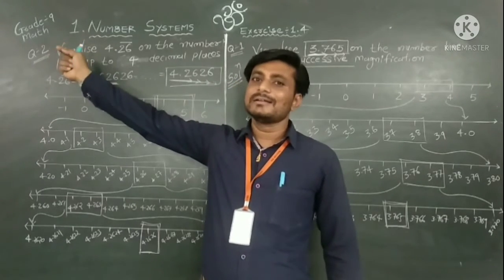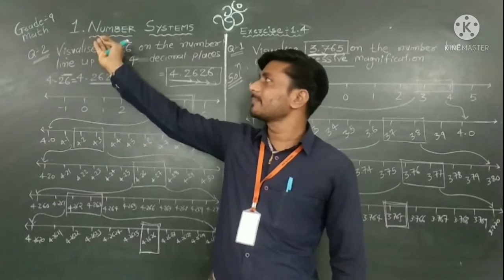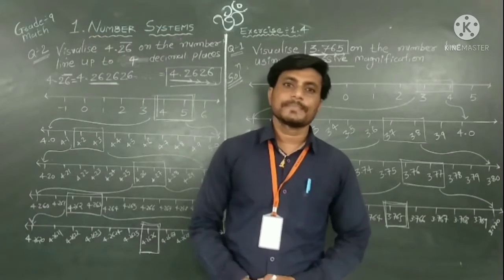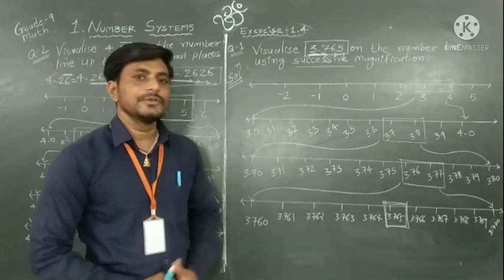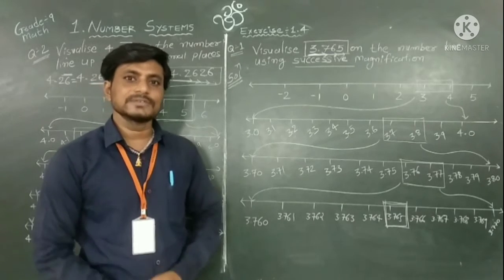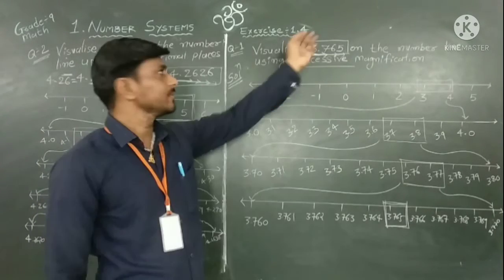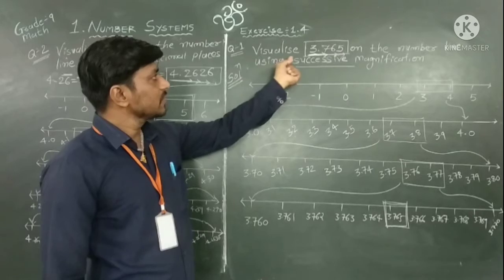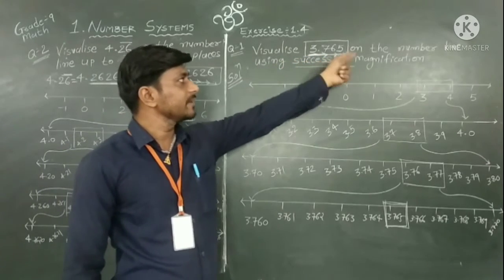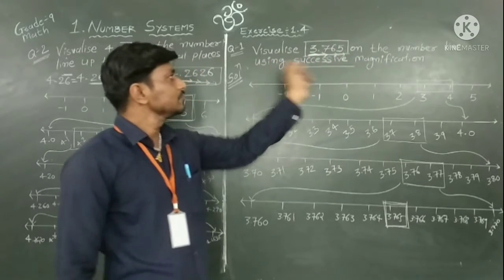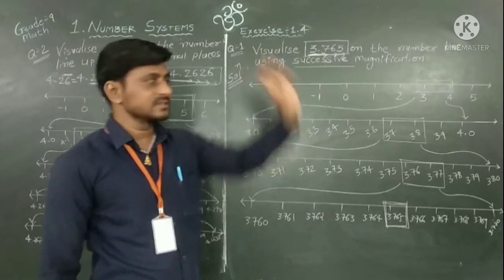This is grade 9, subject mathematics, chapter number 1, number systems. Today in this video I talk about exercise 1.4 and 1.5. Question first, visualize 3.765 on the number line using successive magnification.